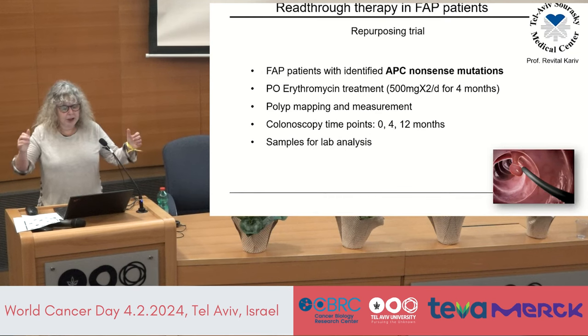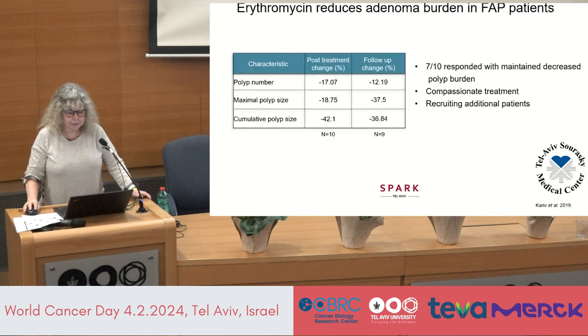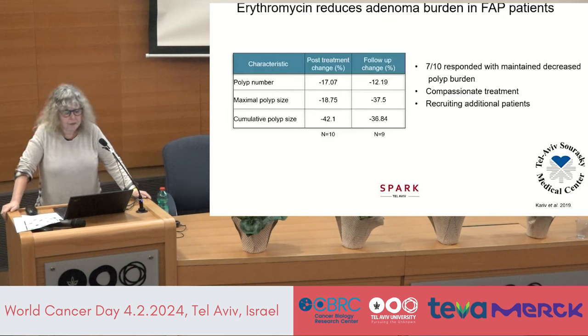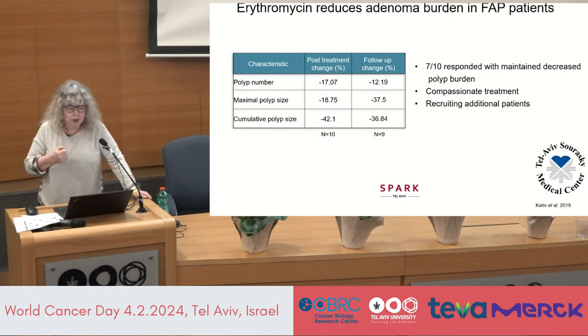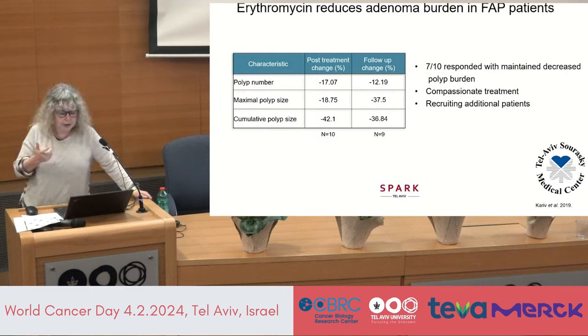And then she gives me the samples, and I take them back to the lab. So for now we have results already for a couple of years of 10 patients where we measured the number and size of the polyps. And we found that 7 out of the first 10 patients we treated showed a very nice and maintained decrease in polyp burden. Because the treatment seemed to help them, some of them are now receiving compassionate treatment, and we are all the time recruiting additional patients and changing our protocol a little bit.